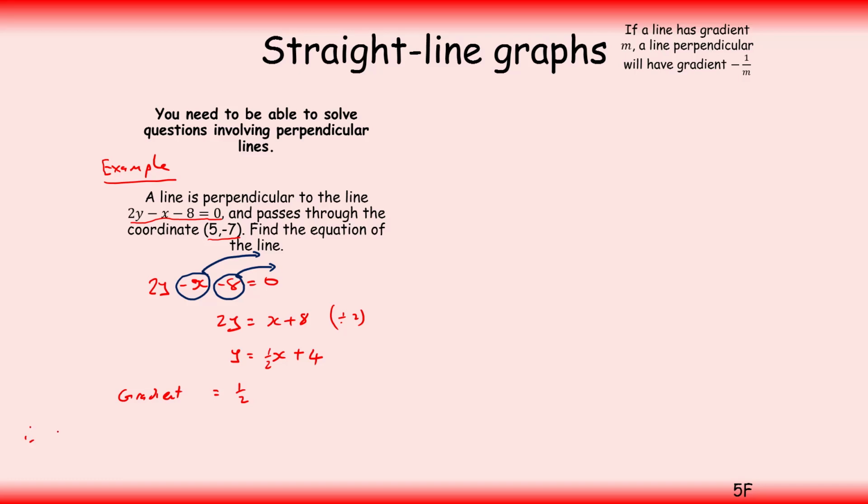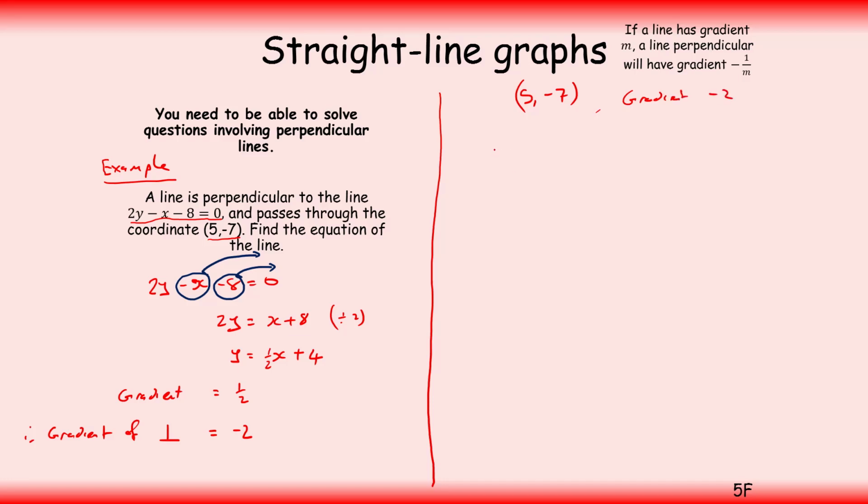Therefore, what's the gradient of the perpendicular? The perpendicular is going to be equal to the negative reciprocal, minus 2. So let's draw a line here, and then let's see if we can work out the equation of the perpendicular line that passes through the point 5, minus 7. So find the equation of a line with gradient minus 2. I use my formula.